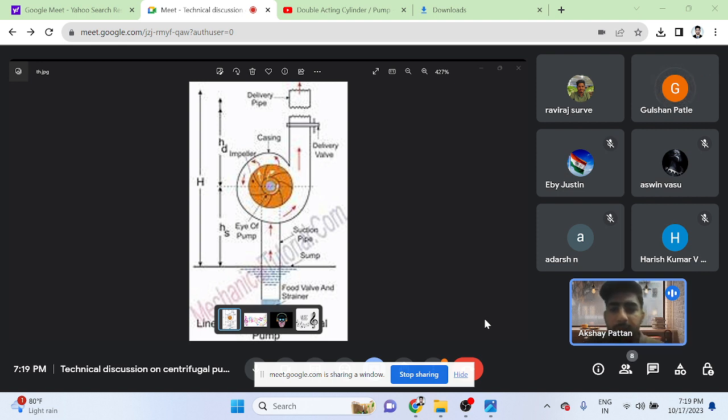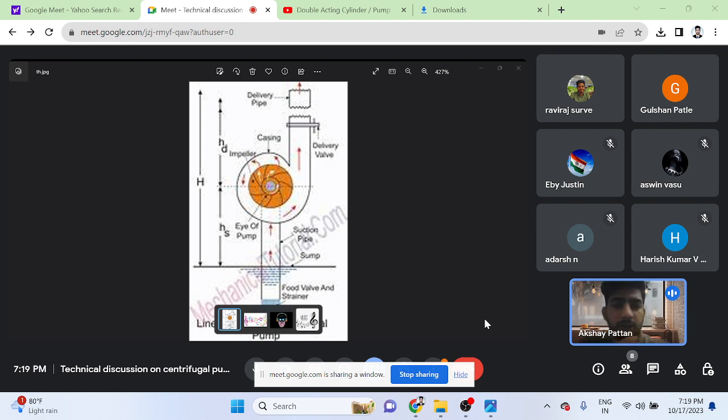What is the absolute pressure, guys? Atmospheric pressure plus gauge pressure. Yes. So that's the absolute pressure. That is HA on the surface of the liquid, and HZ is water head. The water head available is HZ, and HF is frictional losses.